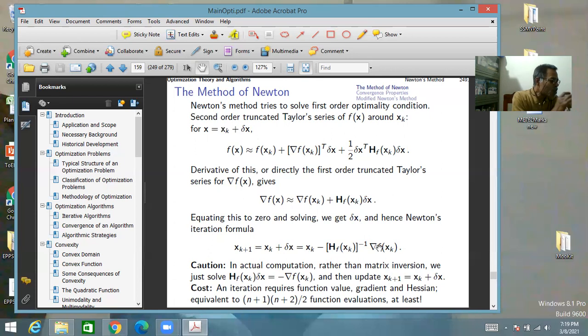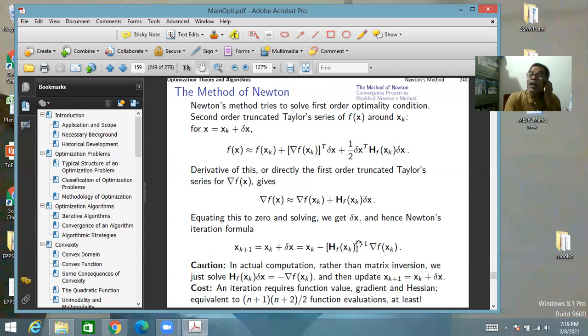Now, in actual computation, you do not really invert the matrix because that is too much computational cost. Rather, you solve the Hessian times delta x equal to minus grad f, and whatever is the solution delta x, you add that. It will be much less computation compared to unnecessarily inverting the matrix, which you don't need. Okay.